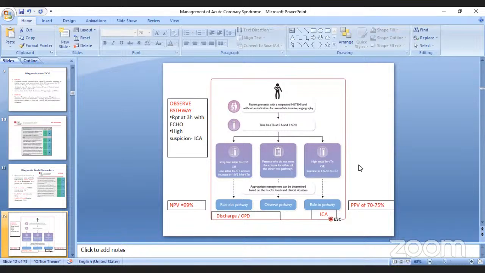on an OPD basis. If there was a high initial cardiac troponin level and there was a persistent increase at 1 hour later or 2 hours later, then they go into the rule in pathway. This has a positive predictive value of 70 to 75%, and these patients will have to be admitted and considered for a coronary angiography. In case the patients do not meet either of these criteria, we can always repeat the value at 3 hours later along with an echocardiography. And if there is a high suspicion based on clinical findings, then the patient has to go in for a coronary angiography, or they can be kept in the observed pathway.